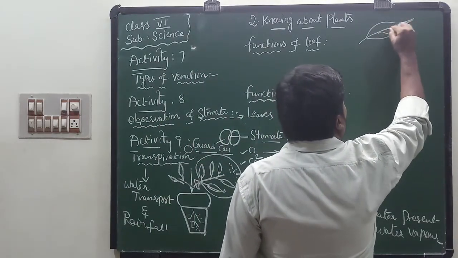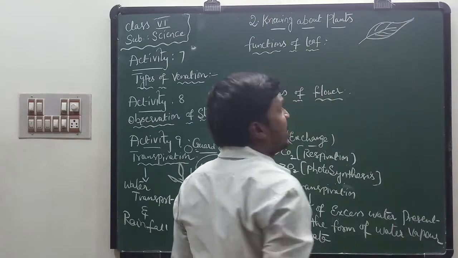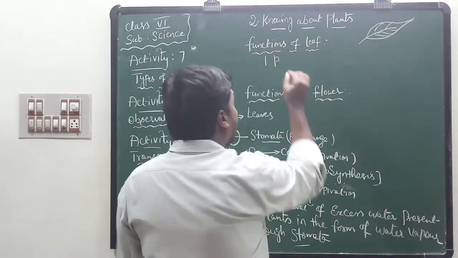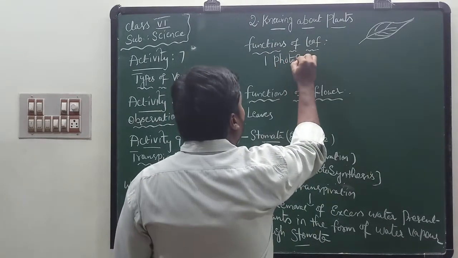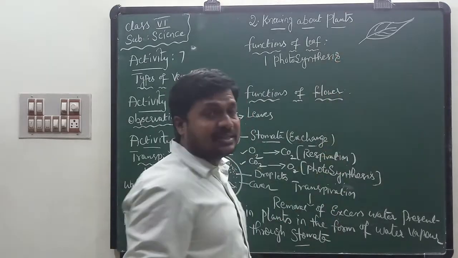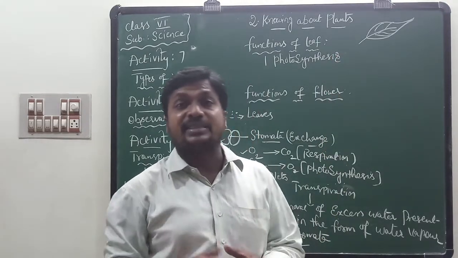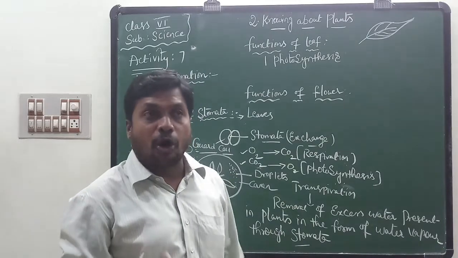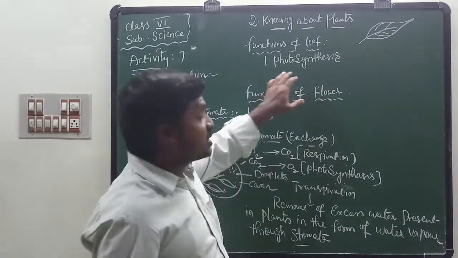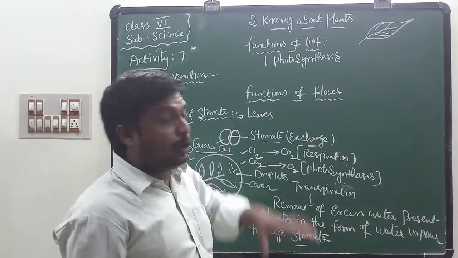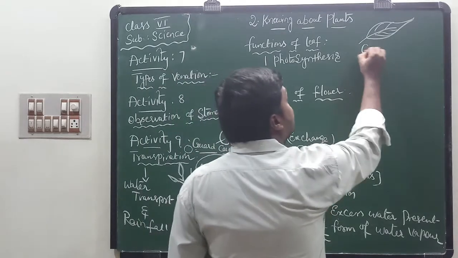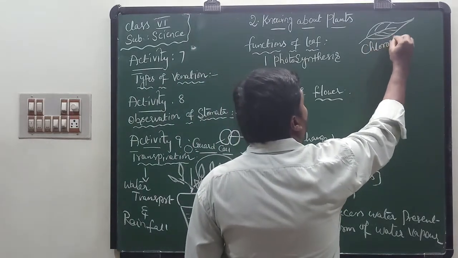Leaf is the structure which helps to perform photosynthesis. The basic function of leaf is to perform photosynthesis. What is meant by photosynthesis? Photosynthesis is a process which occurs in green plants. They absorb CO2 and release oxygen in the process of photosynthesis. Already we know that leaves are which color? Green in color due to the presence of a pigment known as chlorophyll.